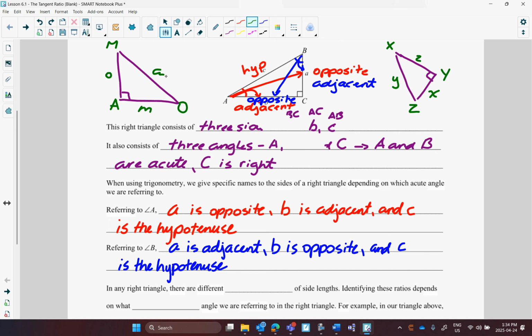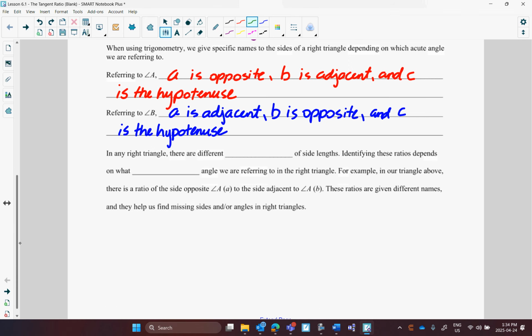What side is opposite angle M? Little m. Okay. So we should be comfortable with how to name those sides, because that's an important part of setting up trig equations. Remember I said trig is all about equation solving? We gotta know those sides to set up the trig equations. So, in any right triangle, there are different ratios of side lengths. And identifying these ratios depends on what acute angle we're talking about.